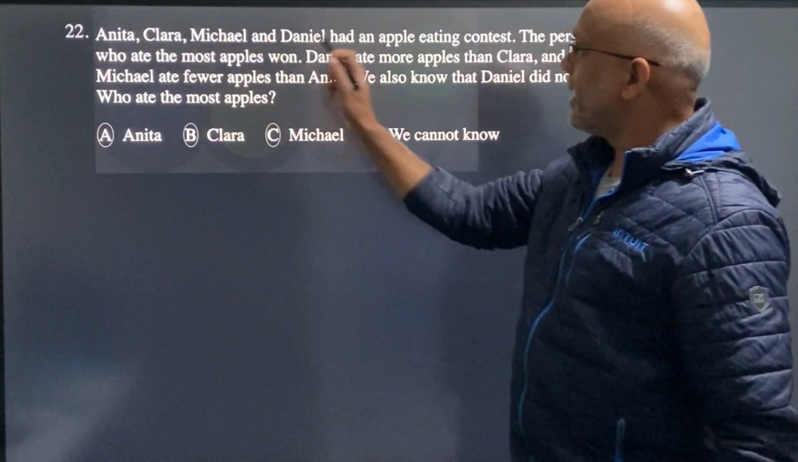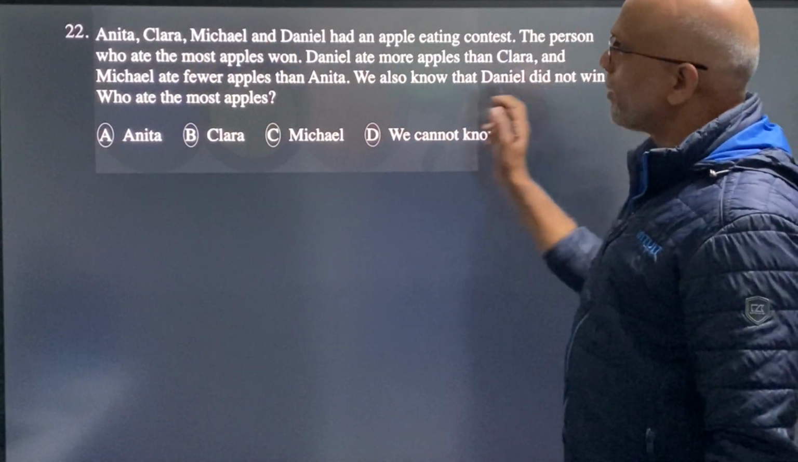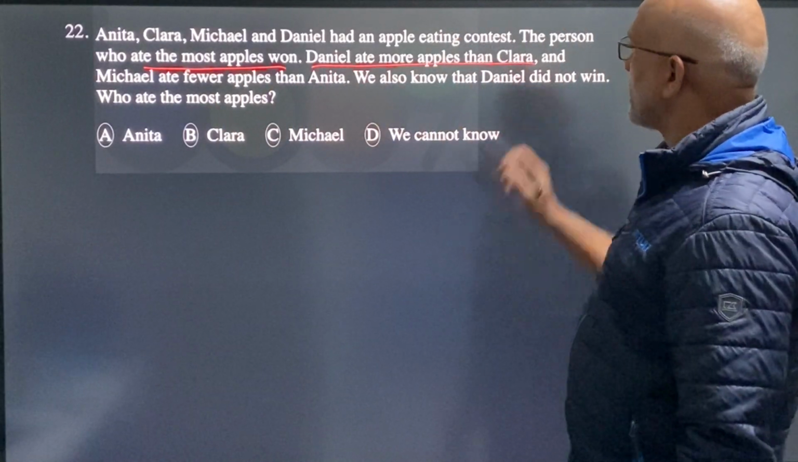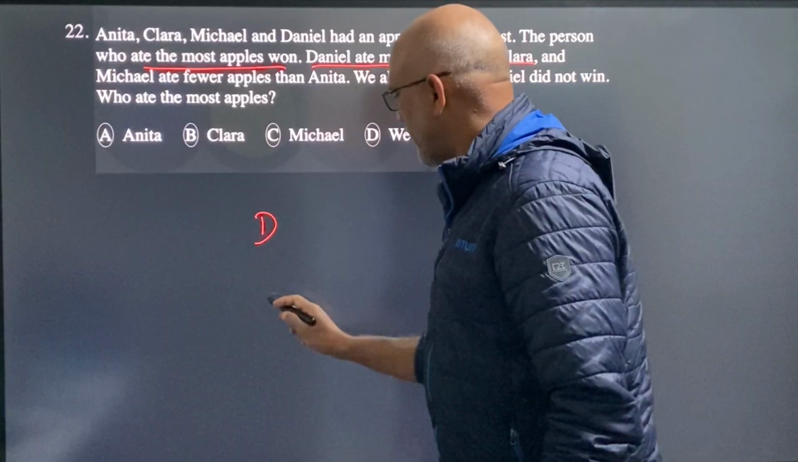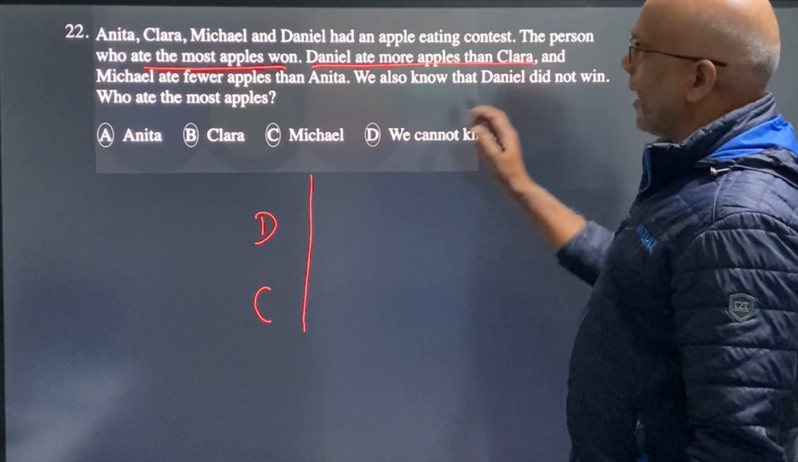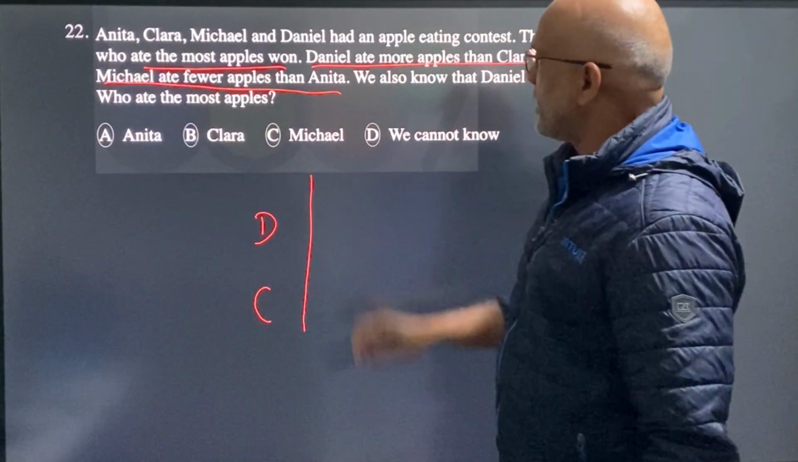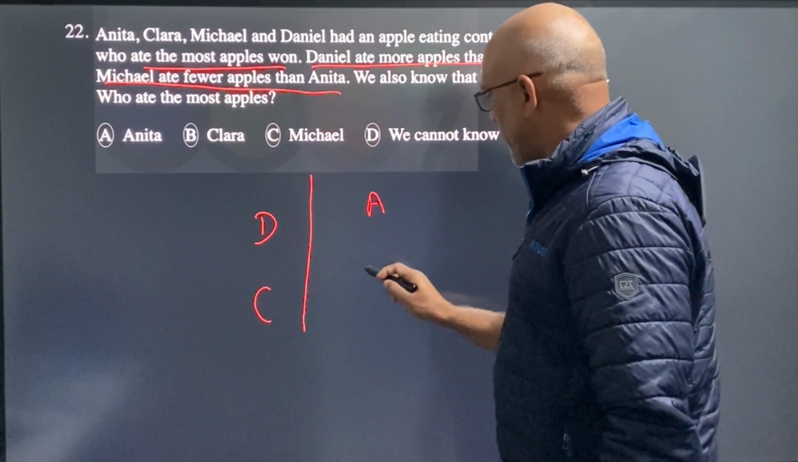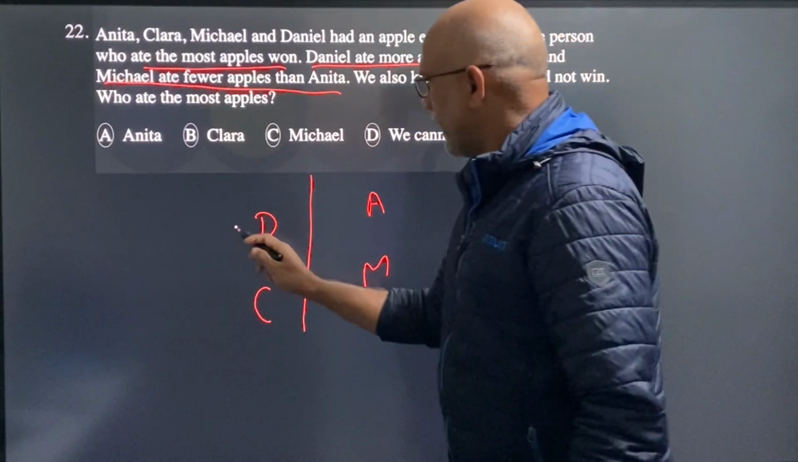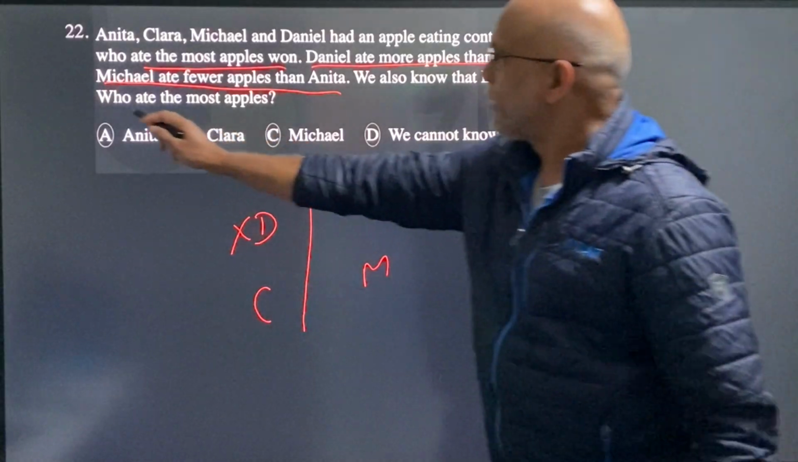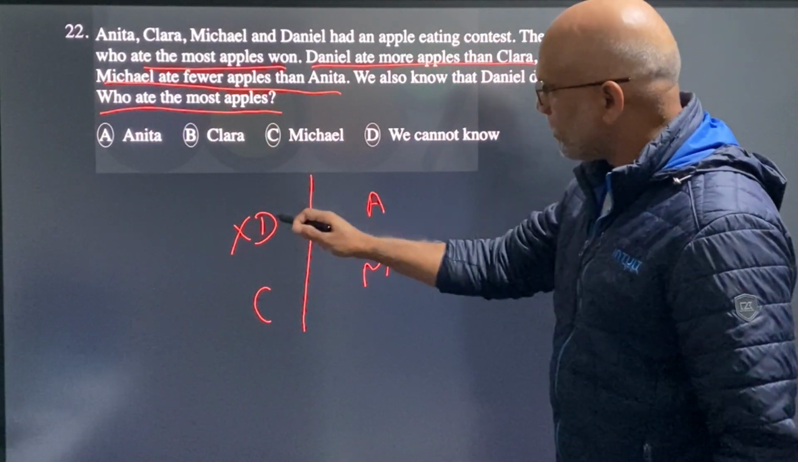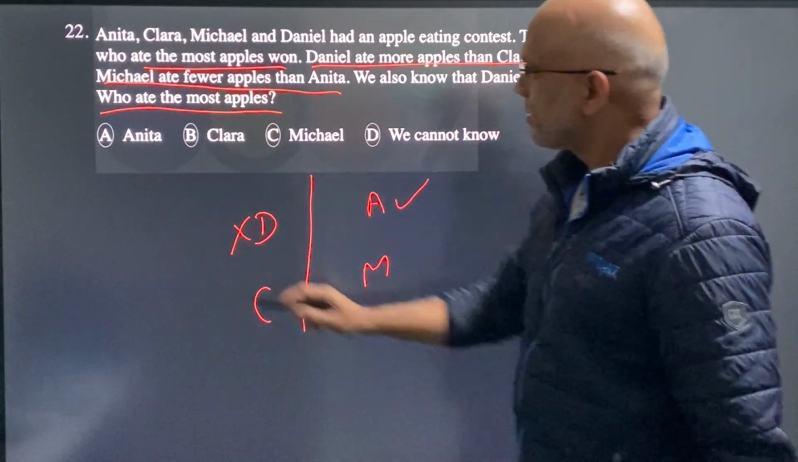Anita, Clara, Michael, and Daniel had an apple eating contest. The person who ate the most apples won. Daniel ate more apples than Clara. So Daniel ate more than Clara. The person on the top eats more. And Michael had fewer apples than Anita. That means Anita ate more than Michael. We also know that Daniel did not win. Who ate the most apples? Daniel didn't win. That means Anita must have eaten more than Daniel. Then Anita must be the winner.